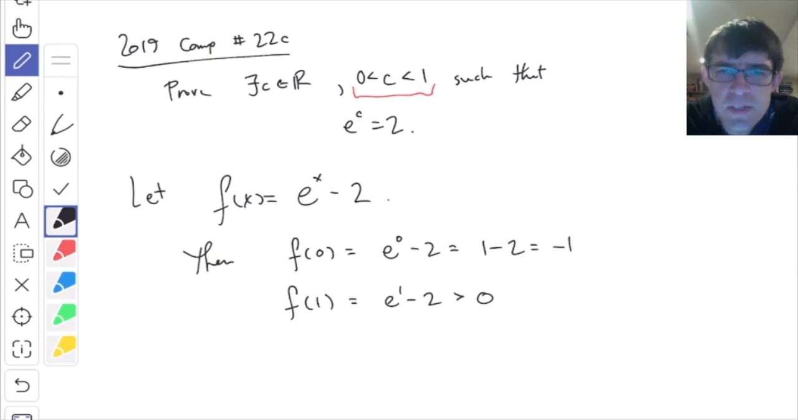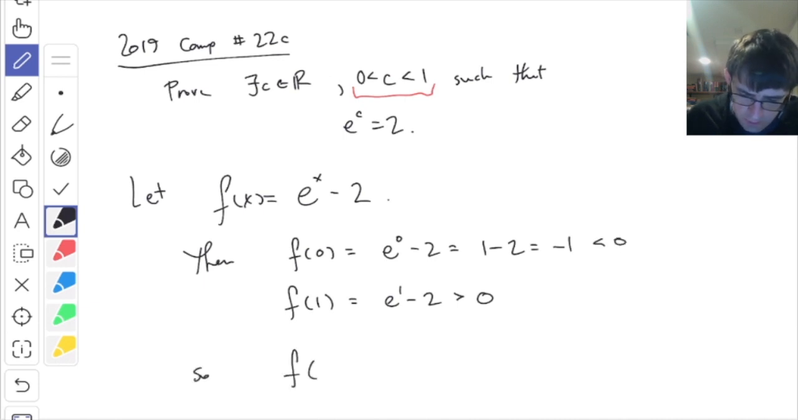On the comprehensive exam, you are allowed to use a calculator, although it's not very helpful. It's almost never helpful in the real analysis section. This may be one time when you want to verify that e to the power 1 really is more than 2, but it is. e to the power 1 is more than 2. So I have one value for which it's negative. Of course, this is minus 0, right? So that means f of 0 is less than 0, which is less than f of 1.